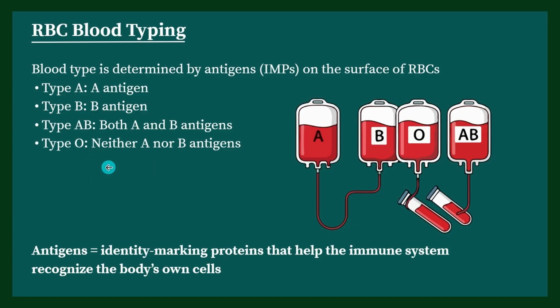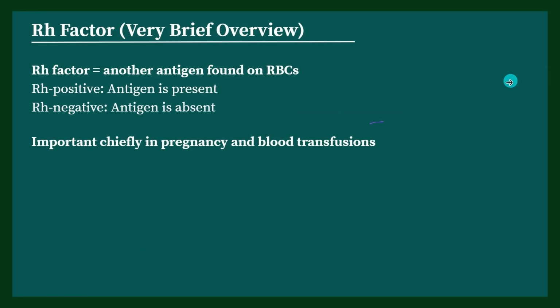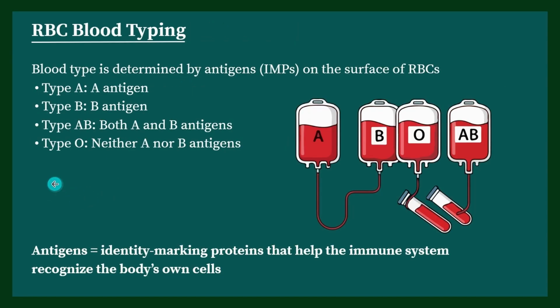So this is why it's really important for people to get matching blood, or the white blood cells that live in their body will say, you're not the right blood. And that causes problems. And then just a quick overview of the Rh factor. It's another antigen that's also, in addition to these other antigens, attached onto red blood cells.